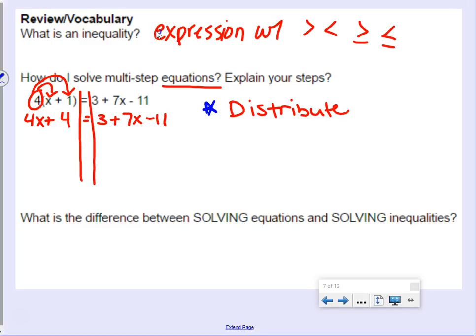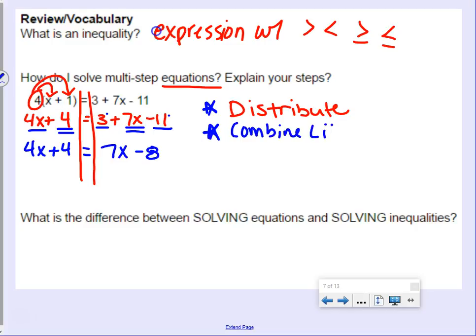So if I look over here, 4x and 4, those are not like terms. You can't put them together. But on the right, we have 3, 7x, and minus 11. So 3 and 11 are like terms. So 3 minus 11 is negative 8. And then 7x comes along. So the next step would be to combine like terms.